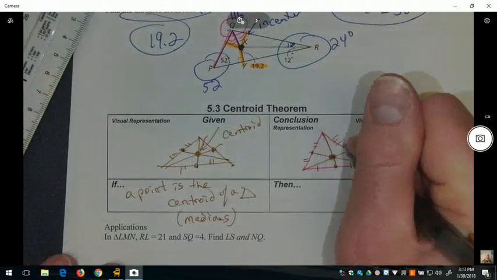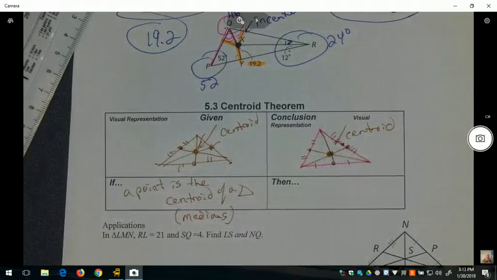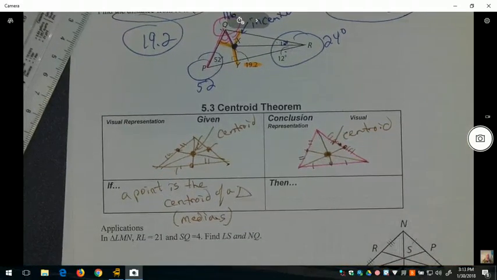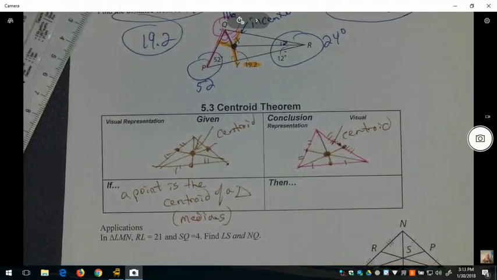There is my centroid. Because it is the centroid, these distances are not equal. This is not like the center of a circle. It does not touch the sides. There's no inscribed circle. There's no circumscribed circle. It doesn't touch the vertices. Those are strictly for incenter, touching the sides, and circumcenter, touching the vertices.